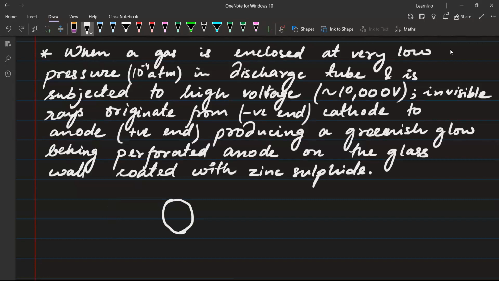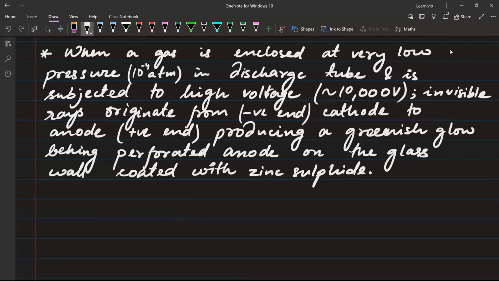Perforated means you will have to put holes there. So what you can do, you can put a single hole like this in the anode, in the middle. From this hole, some electrons will pass through, and it is going to give a greenish glow. Okay, so that is perforated.